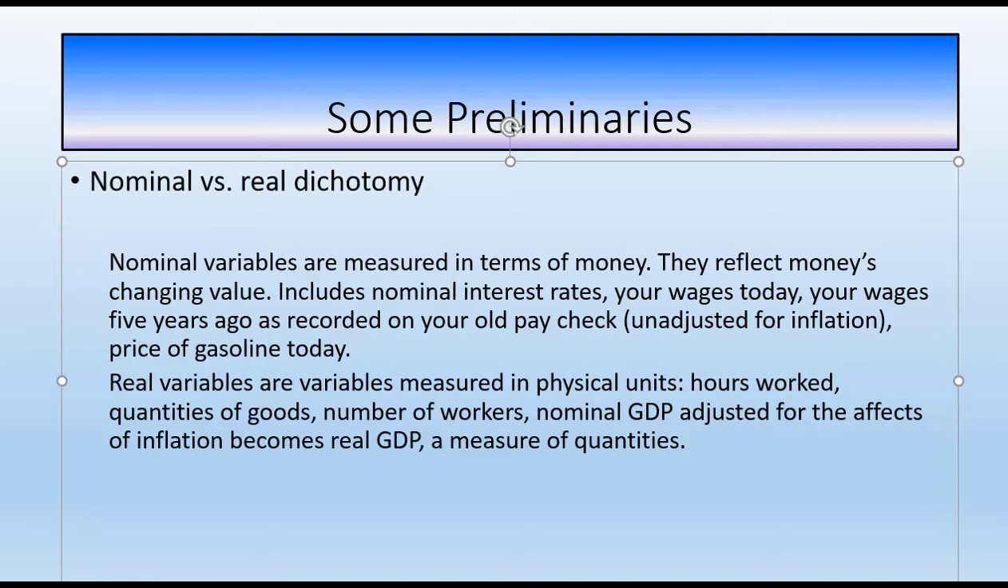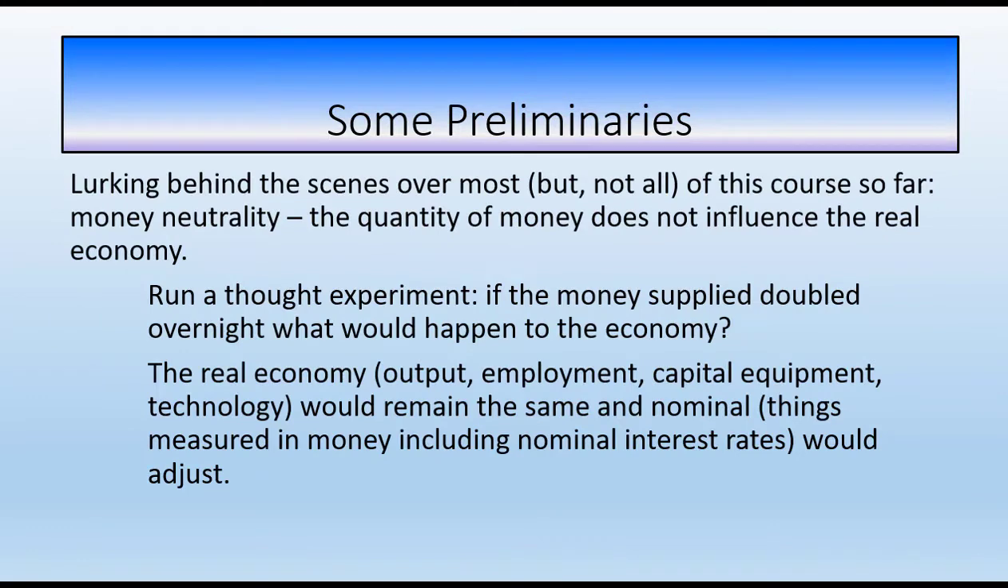Real variables, on the other hand, are things like physical units, hours worked, quantity of goods, the number of workers. And so nominal GDP that's adjusted for inflation becomes real GDP, which is measured in quantities. Think of it as a quantity concept. Now, I realize this is a bit abstract, trying to untangle these two variables, but let's move forward with this idea, and let's go into the concept of money neutrality. And basically what money neutrality says is that the quantity of money does not influence the real economy.